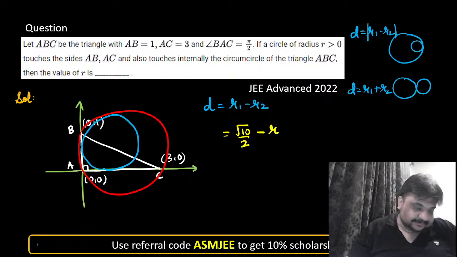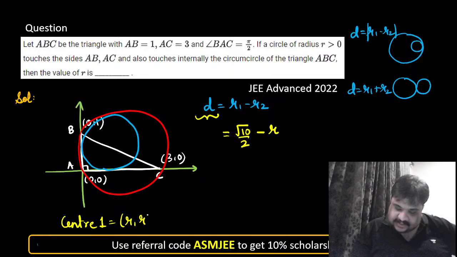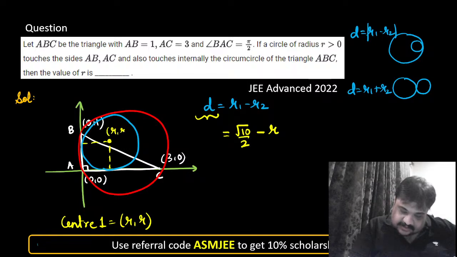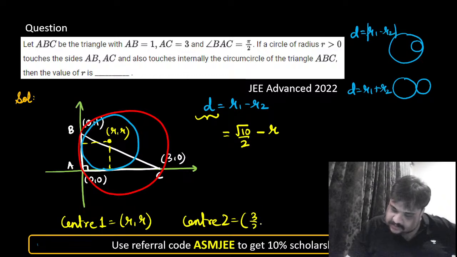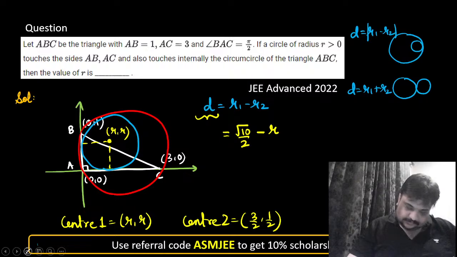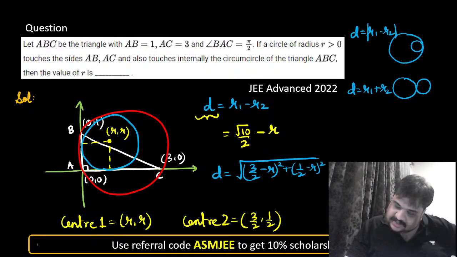Now how to find D? D is the distance between the centers. Center 1 is R comma R. That is the center of this blue circle, because it is touching both the x-axis and y-axis. So it will be R comma R. What is center 2? For the red circle, it will be 3 by 2 comma 1 by 2, the midpoint of the hypotenuse. So D is equal to root of 3 by 2 minus R whole square plus 1 by 2 minus R whole square. That is D. So we have to equate these two.